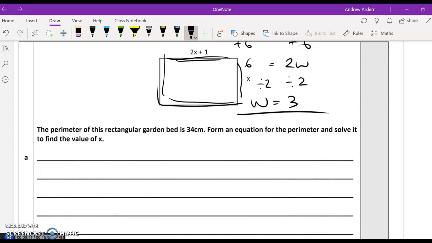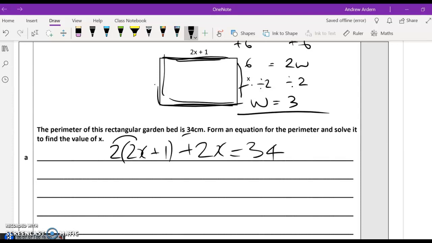So I'm going to go 2 lots of 2x plus 1, because there's 2x plus 1 and 2x plus 1, plus 2 lots of x, because there's 2 of those, and the total will be 34. And solve it. Now, that's the hard bit. Once you've got the equation, you should be able to solve it. 2 times 2 is 4. 2 times 1 is 2.